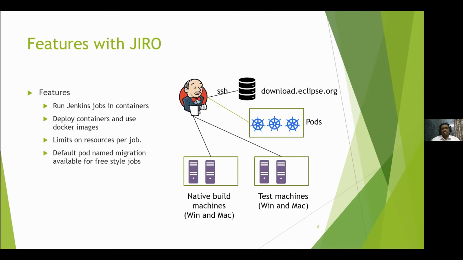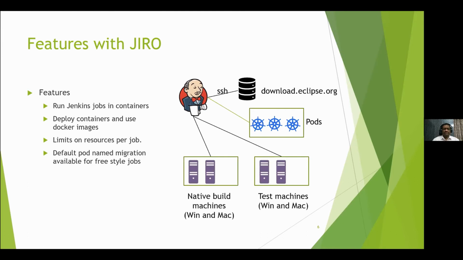But this requires converting all our jobs to pipeline jobs. Most of the people are not using pipeline jobs. They normally use freestyle jobs, and this will be a huge task. So thanks to the Foundation guys, they created a migration pod template so that we can use it in freestyle jobs. If you use this migration pod template, it will mimic your earlier job execution.